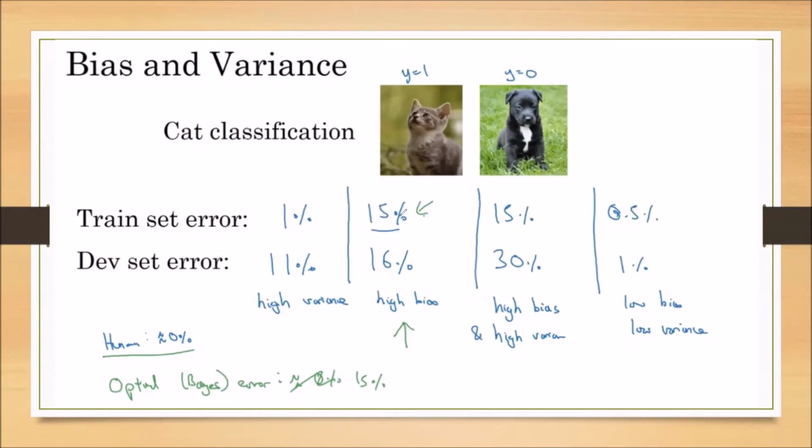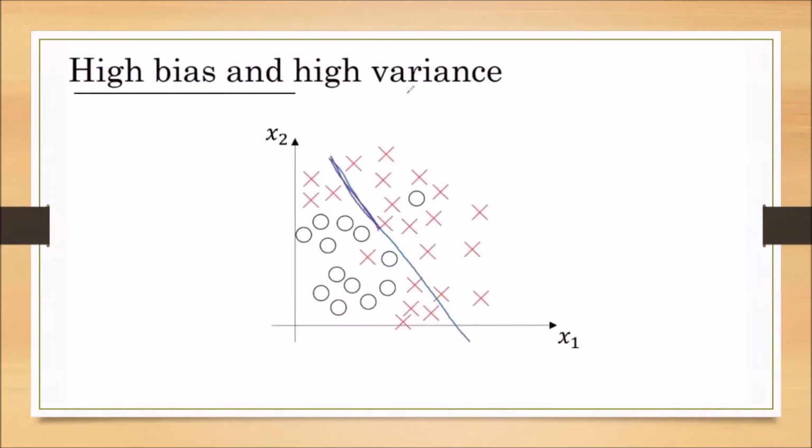As of now, whenever you see a high percentage of error in the training set, then this is a high bias problem. When you see a high percentage of error in the development set, then it is a high variance problem. Now, already we have observed the high bias problem and high variance problem in machine learning.